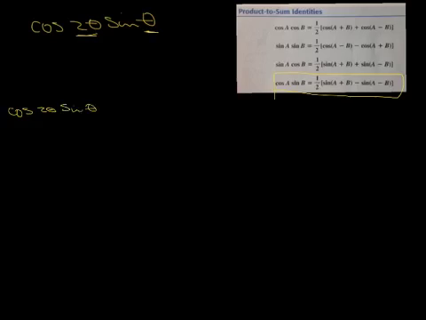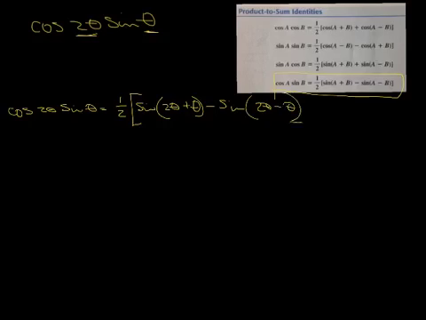sine of theta equals 1/2 sine of 2 theta plus theta minus the sine of 2 theta minus theta. And there's our problem there.